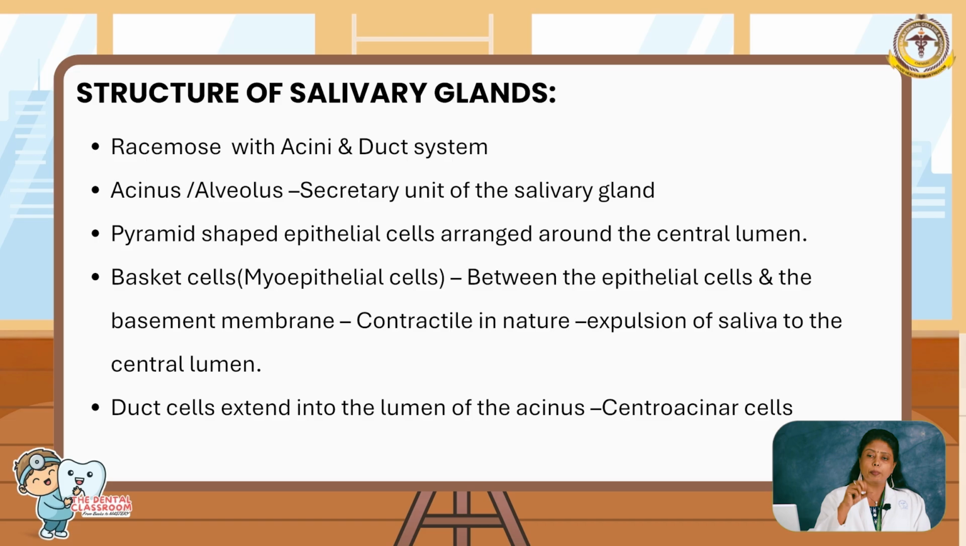If you see microscopically, it looks racemose in structure with acini and ducts. Acini is the secretory unit of the salivary gland, which is made up of pyramidal shaped epithelial cells arranged around a central lumen. Around these epithelial cells, we have myoepithelial cells, also called basket cells, which are responsible for the expulsion of saliva into the central lumen.